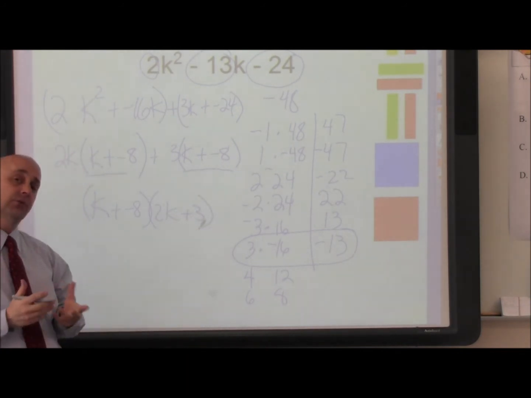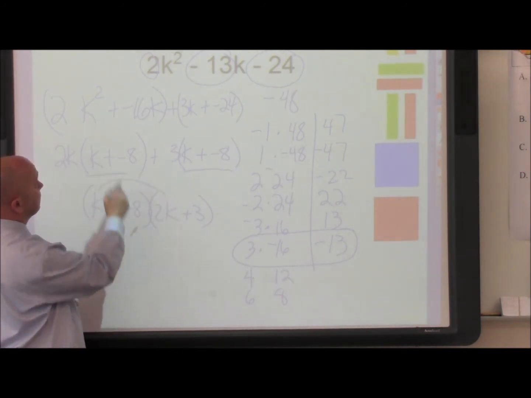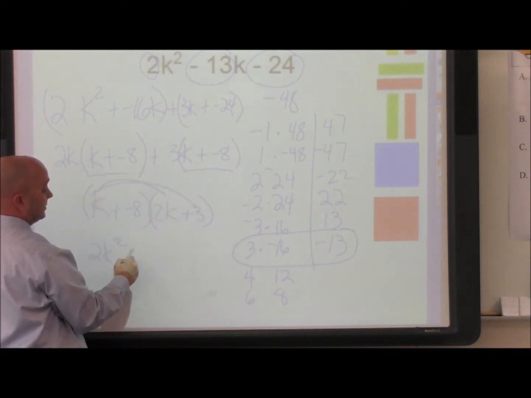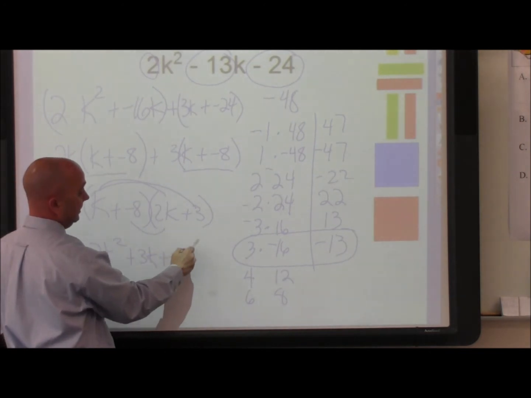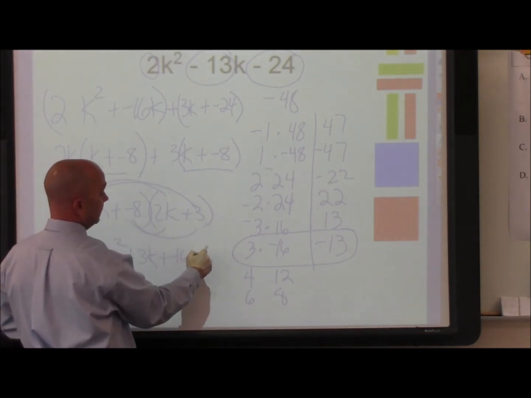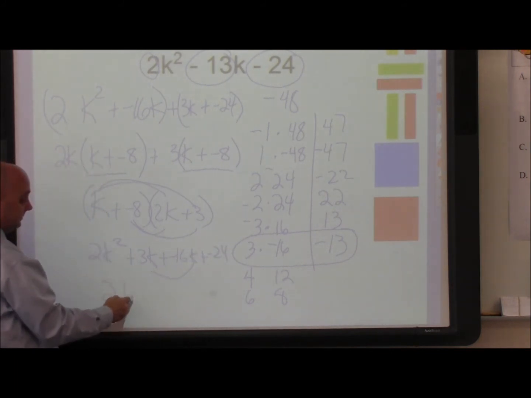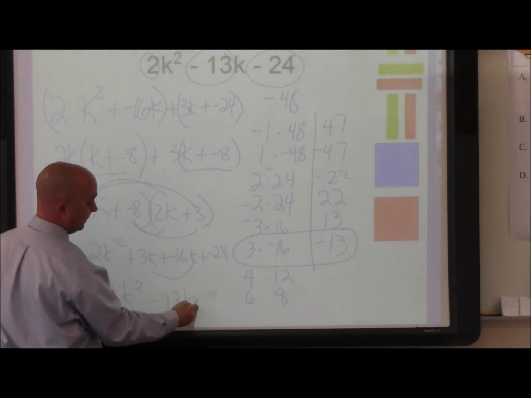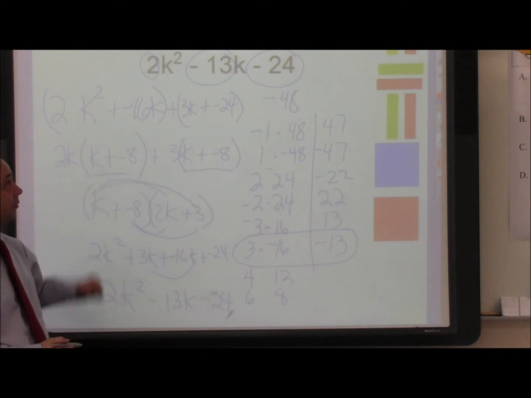And again, if we use FOIL to check that, you'll find that it checks out to be the same polynomial that we started with. There's 2k squared, there's 3k, there's negative 16k, and there's negative 24. Combining like terms, and I left that with subtraction this time. We get back to our original problem.